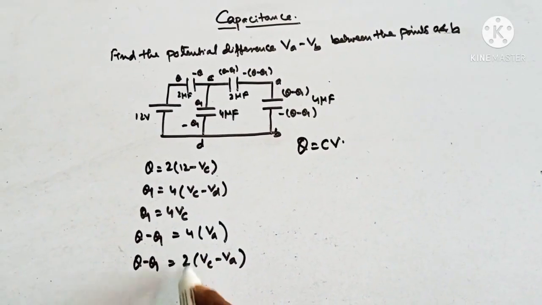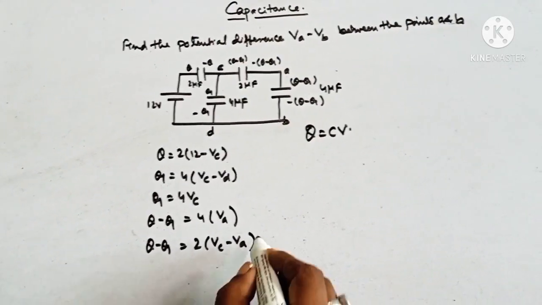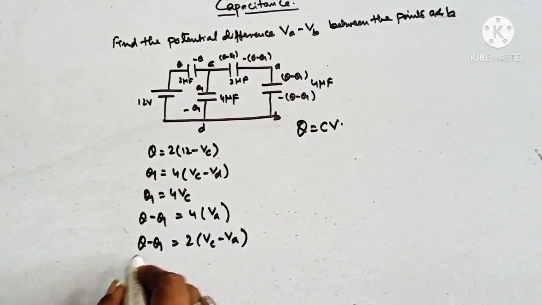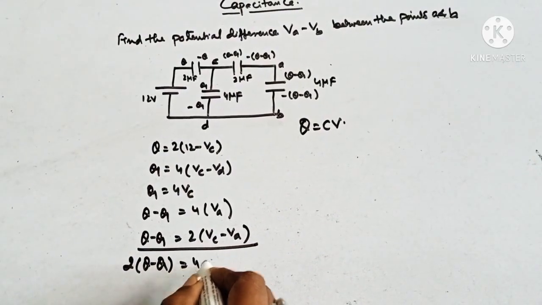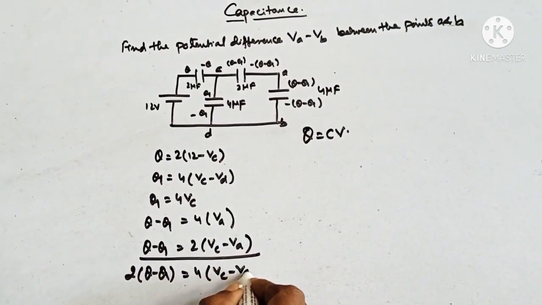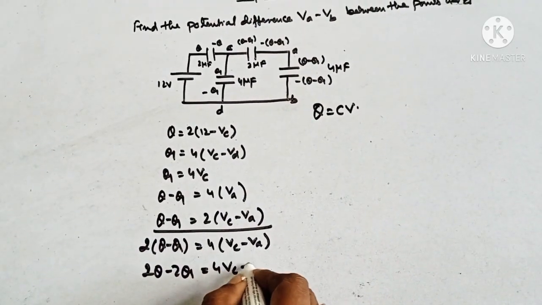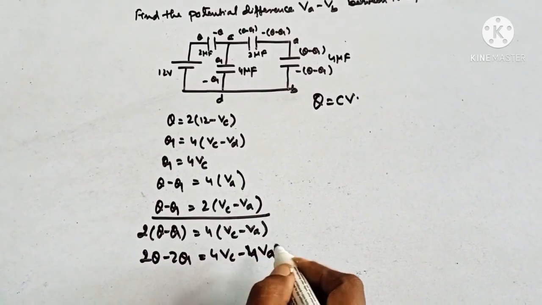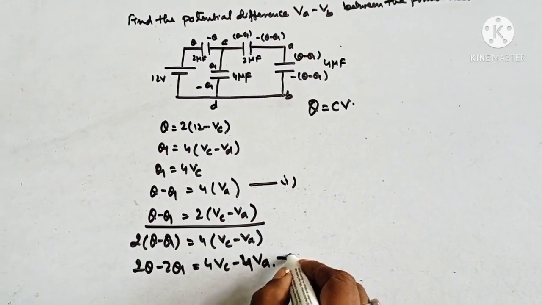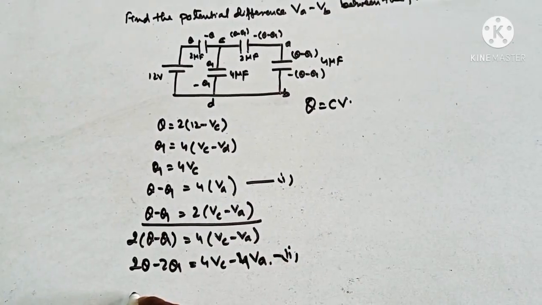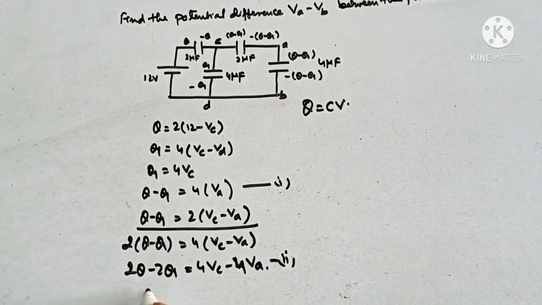Now I am going to do something here. I am going to multiply this equation by 2. If I multiply this equation by 2, Q minus Q1, that will be 4 VC minus VA. So 2Q minus 2Q1, that is 4 VC minus 4 VA. Now let this be equation 1 and this equation be 2. If I add these two equations, then what do I get?